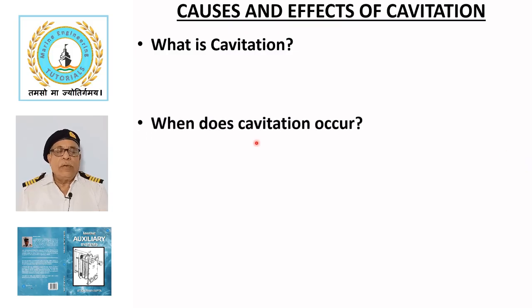When does cavitation occur? Cavitation occurs when liquid's absolute pressure falls below the liquid's vapor pressure. During the operation of centrifugal pump, if the drop in suction pressure is greater than the vapor pressure of the liquid at pumping temperature, then vapor will be drawn from the liquid in this area.